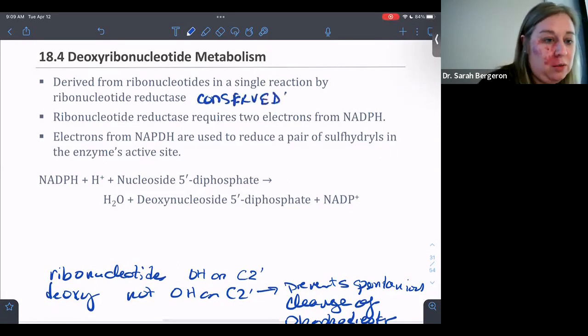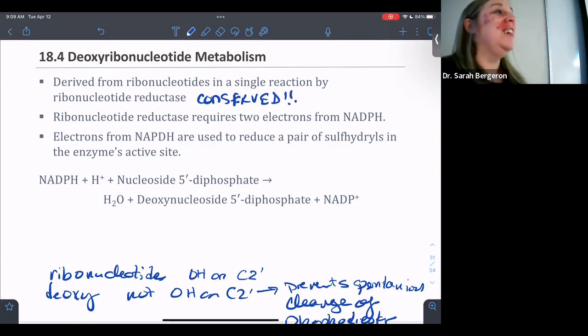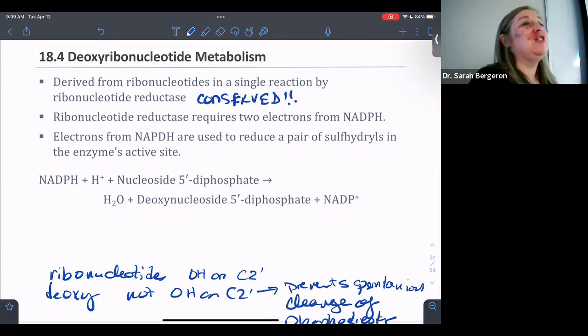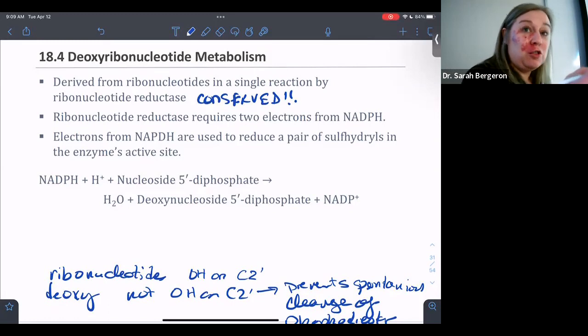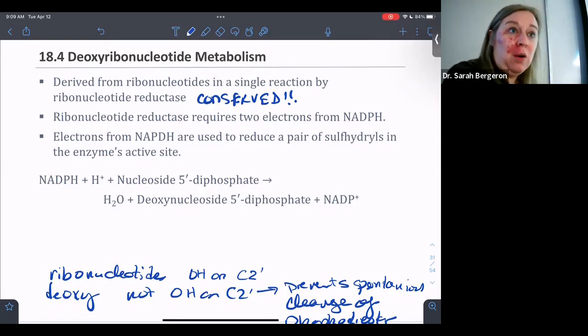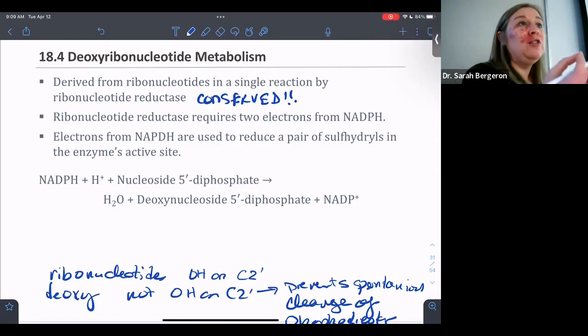What does that tell you? It's old. It's ancient. So if the sequence is conserved, the structure is conserved, which is true in this ribonucleotide reductase, then we know it's really old, right? So this gives us the idea that how genetic material started was as RNA.